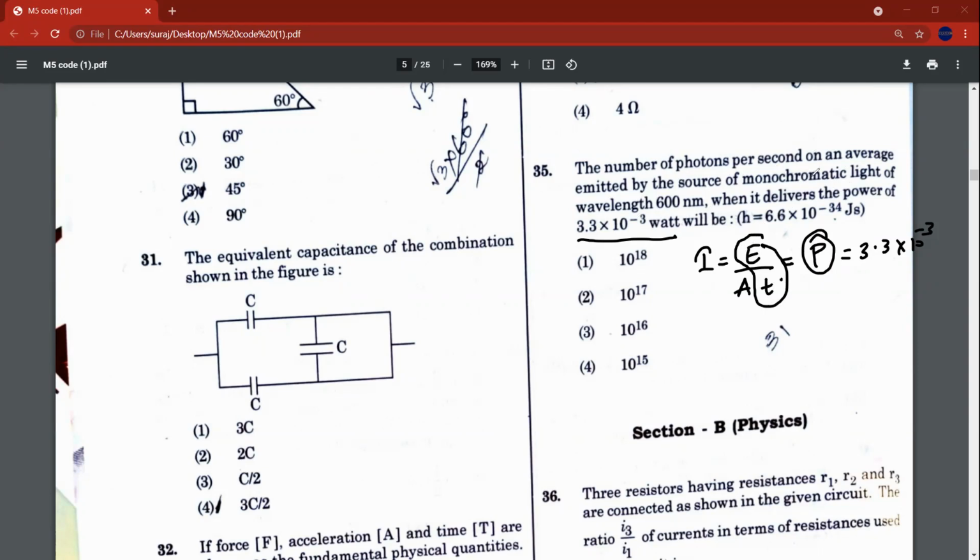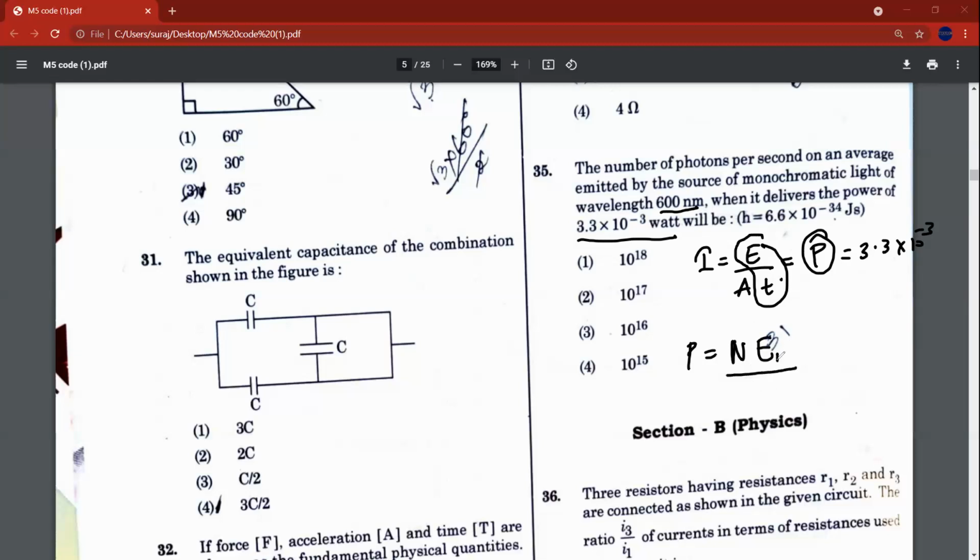Wavelength is given, 600 nanometer. So power will be what? Total energy. Total energy is the energy of total number of photons into the energy of each photon.